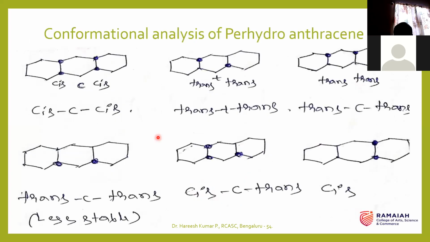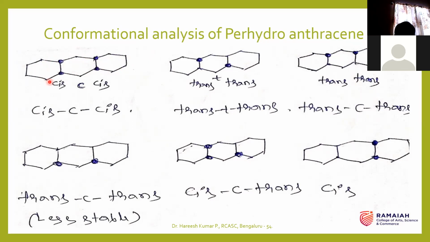Okay, so here I'm taking perhydroanthracene. Here what you need to observe: I think you are aware that if there is a double bond here, it means one double bond here, one more, and one more. Here one more, here one more, and here one more. So that is called anthracene. If there is no double bond, it's called perhydroanthracene.